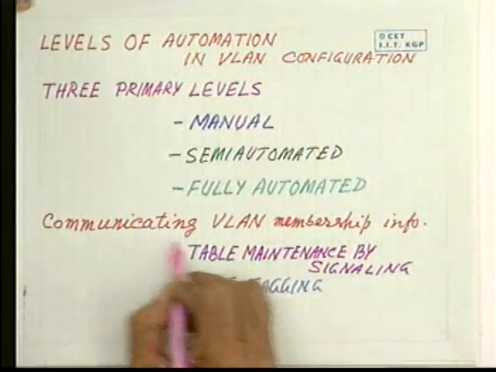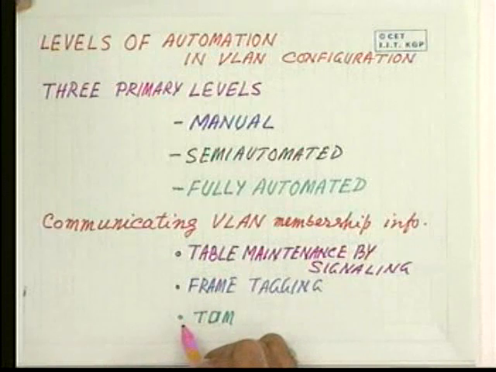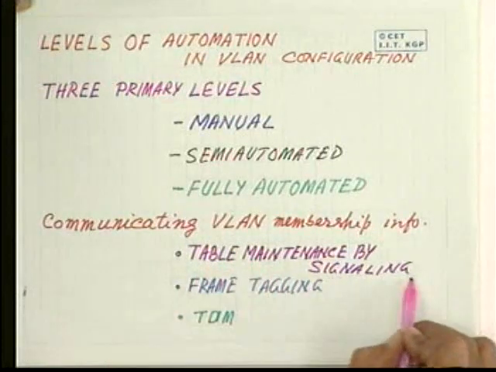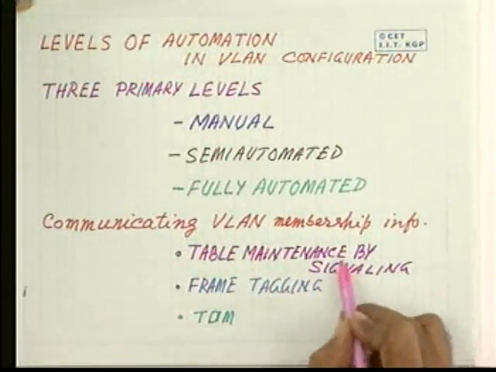Then the question arises, how are these groupings communicated between different switches? For that purpose, there are three techniques which are used. One is table maintenance by signaling. Explicit signals are sent for the purpose of table management and maintenance.